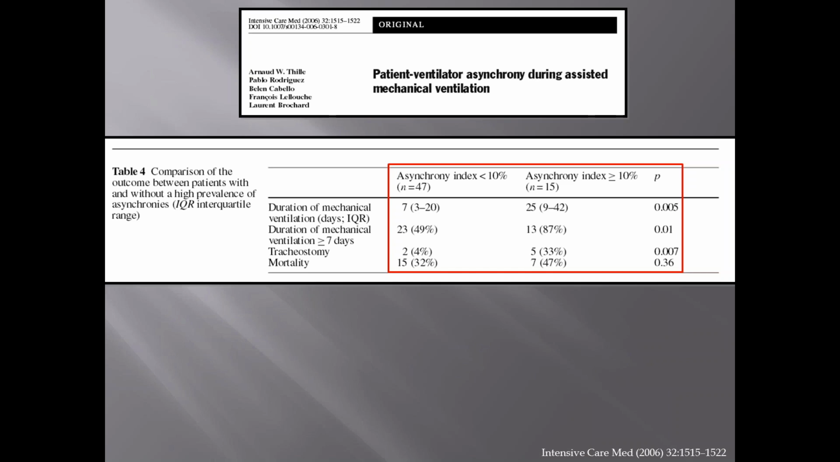So the patients who were asynchronous, the ones in the middle column there, had more than 10% of their breaths asynchronous. They had longer duration of mechanical ventilation. They had higher numbers of trachs and higher mortality, right? So just to reemphasize, this doesn't mean that if you correct their asynchrony, you will fix these problems. They won't die less. We don't know that. But it does mean that possibly asynchrony is some sort of marker for bad outcomes.